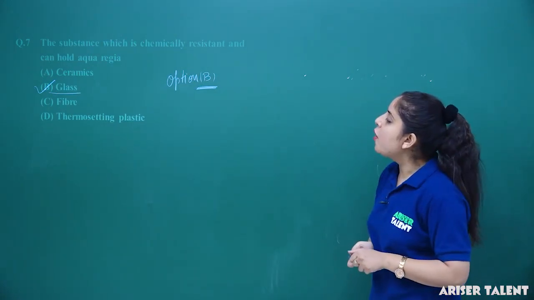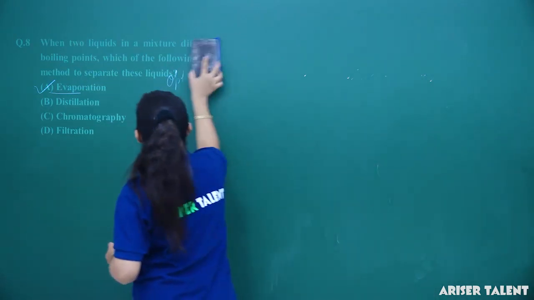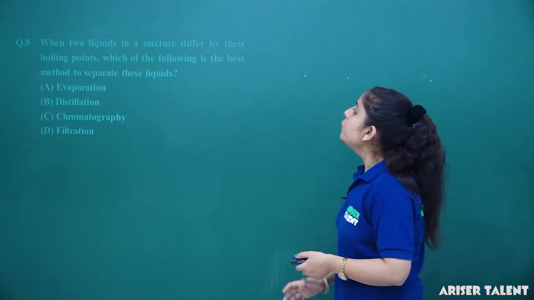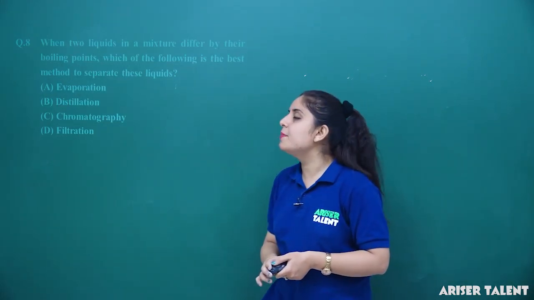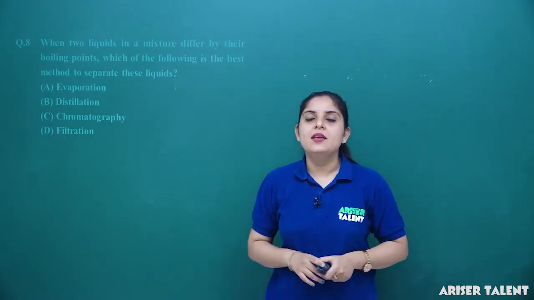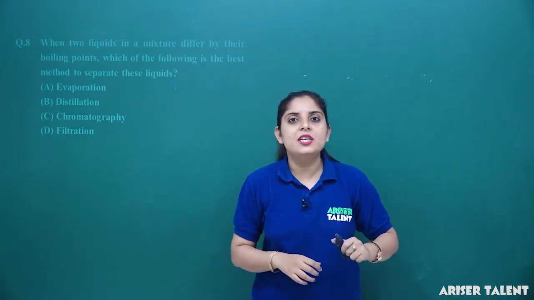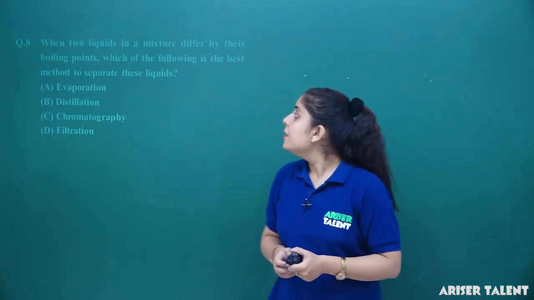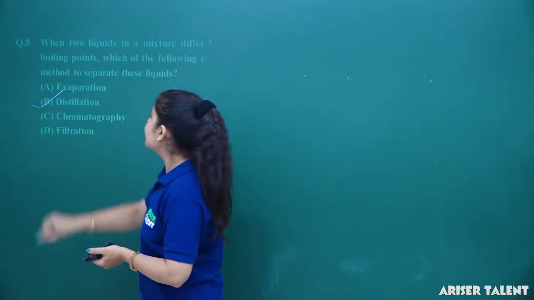Now let's move forward to the next question. When two liquids in a mixture differ by their boiling points, which of the following is the best method to separate these liquids? We have discussed in our final lecture that if there is a difference in the boiling point of any liquids, we can only prefer distillation. Either it may be simple distillation or you can prefer fractional distillation as well. Okay, so the correct option here is distillation. So we can find that distillation is the correct answer.